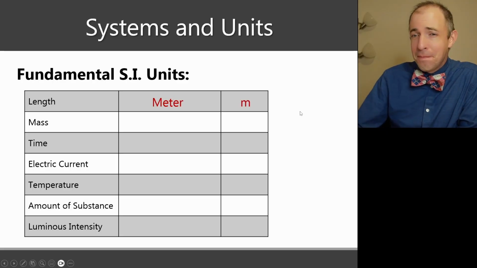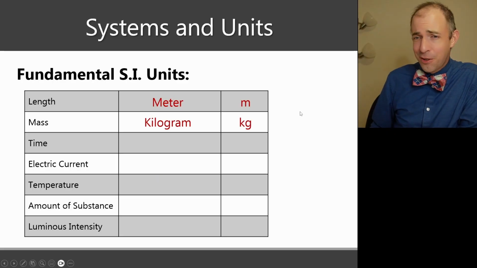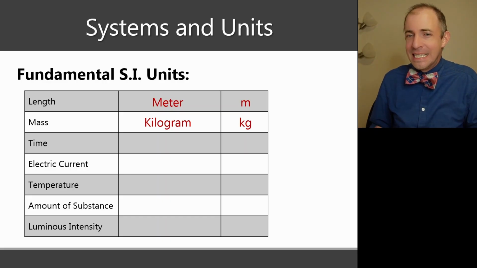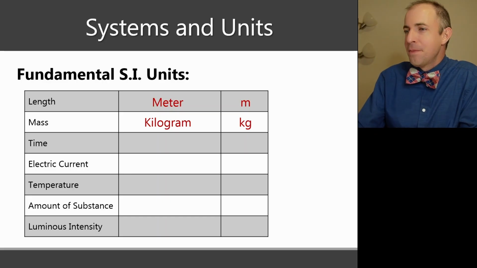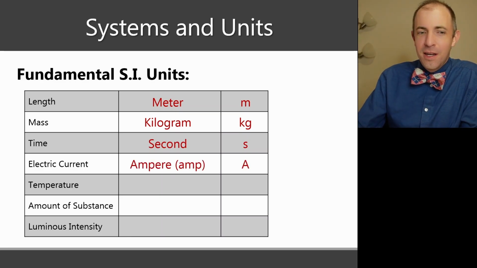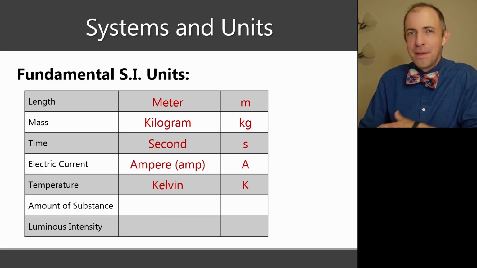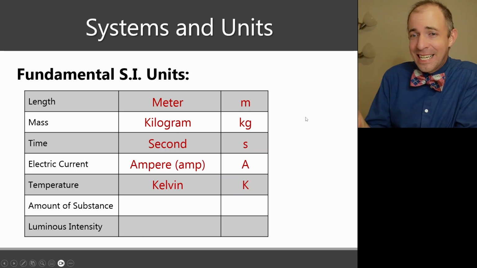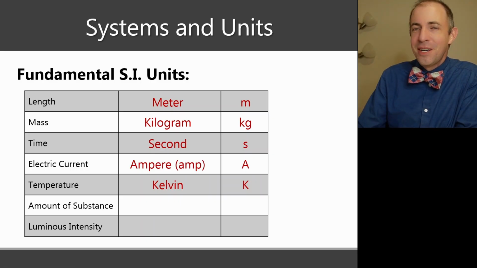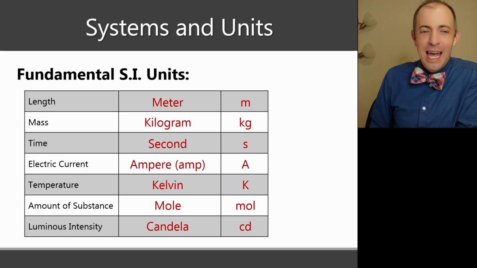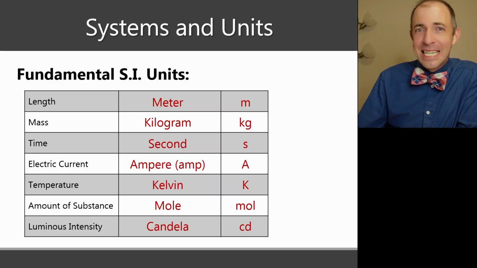Length is measured in meters. Mass is measured in kilograms. This is the only one that is not a base unit. Kilogram is much more convenient in an equation than grams would be. Time is measured in seconds. Electric current is amperes. Temperature is Kelvin. You might be familiar with using Celsius in other science classes. Kelvin is more closely connected with what a molecule is actually doing, and that is more useful to us in the world of physics. Amount of substance is measured in moles, and luminous intensity is measured in candela.